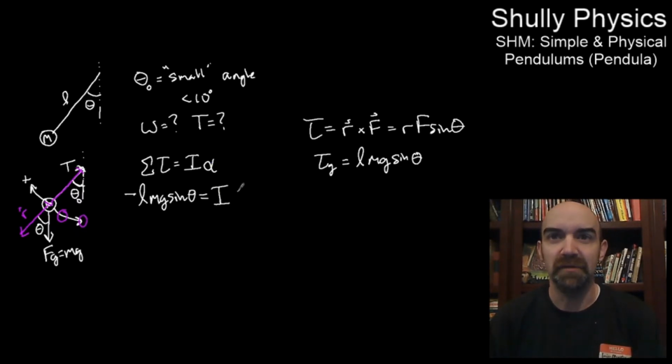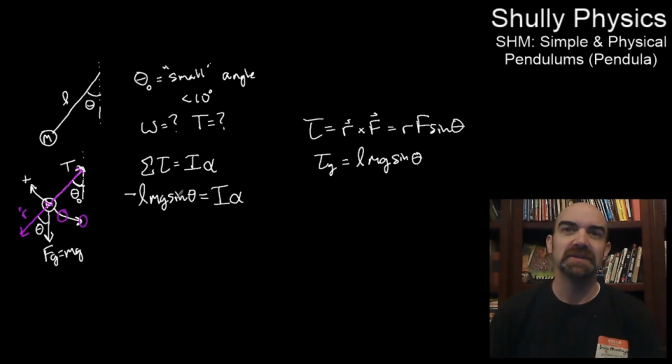And then we got alpha. Okay, so here's our Newton's second law application to the scenario. The torque is negative L m g sine theta and equals I alpha. All right, are we kind of stuck? Yeah, for a couple reasons.